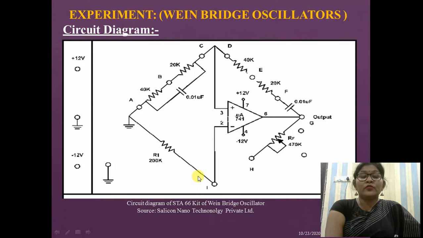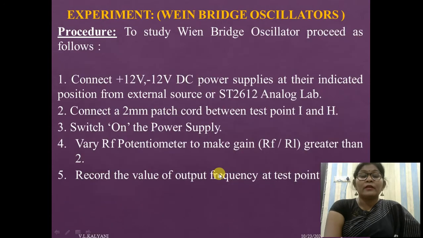Here we are using the analog board, that is the STA66 kit of the Wien bridge oscillator from Silicon Nanotechnology Private Limited. So this is the board. This is the procedure to perform the Wien bridge oscillator experiment. To perform this experiment, you have to follow this procedure to make the circuit connection. To study the Wien bridge oscillator, proceed as follows.